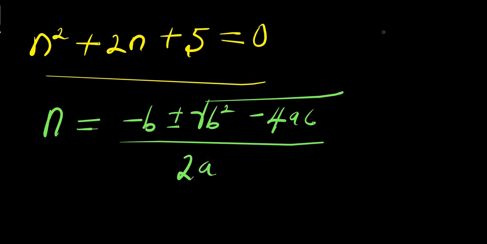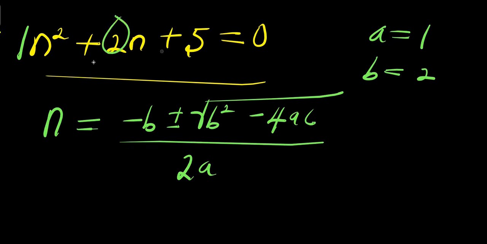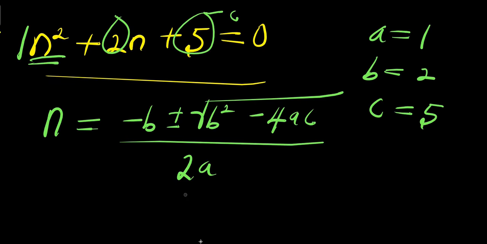divided by 2a, and right now a equals 1, which is the coefficient of n squared, not n. b equals 2, which is the coefficient of n here, and c equals 5, which is the constant here.